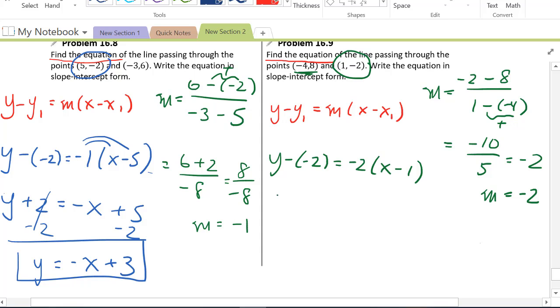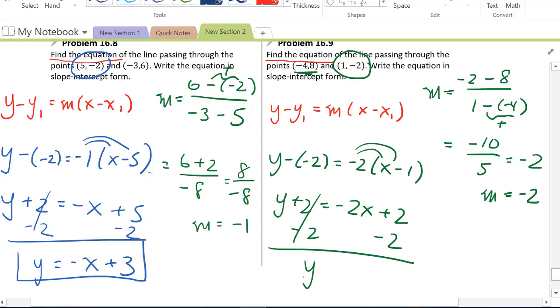So let's continue. I will get y plus 2 equals, distribute. That's going to give me negative 2x plus 2, minus 2 to both sides. That cancels out. So y is equal to negative 2x, and then 2 minus 2 is 0. So that's it. Nothing. It's gone. Okay, there you go. That's my equation of the line.